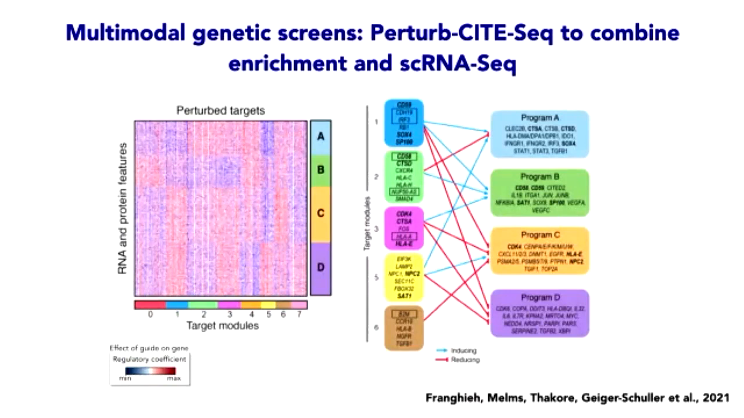So if we think of our setup in terms of co-functional modules and programs, we can do a similar analysis of the Perturb-CITE-Seq, except that now we are going to know the effect of the target genes or perturbation on both RNA and protein features. If you're interested, the Perturb-CITE-Seq paper is also published and would make for a good read.